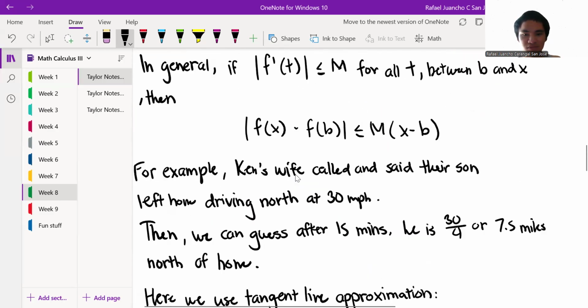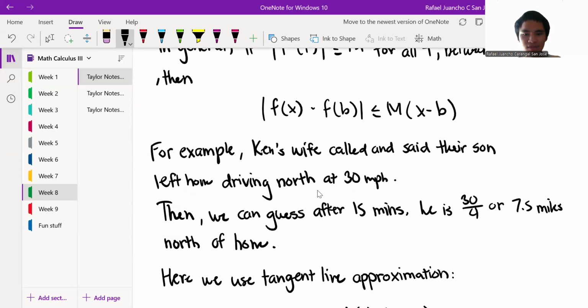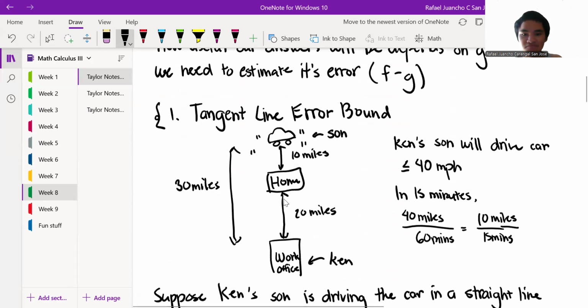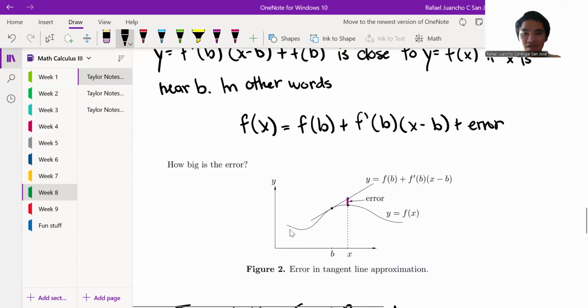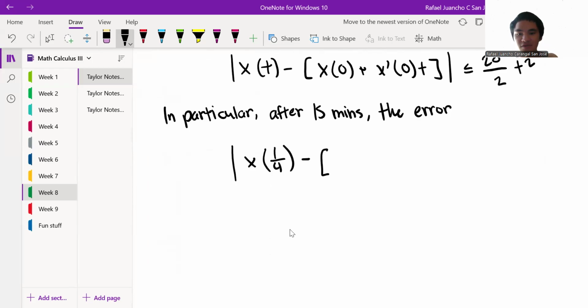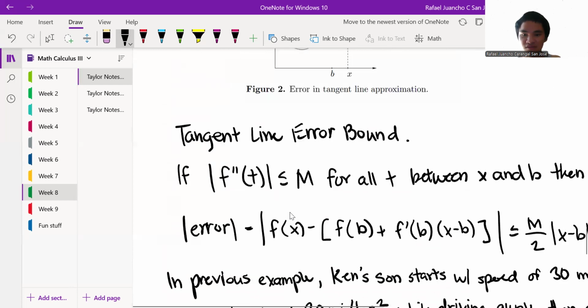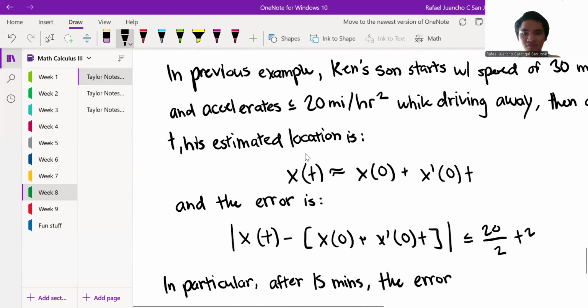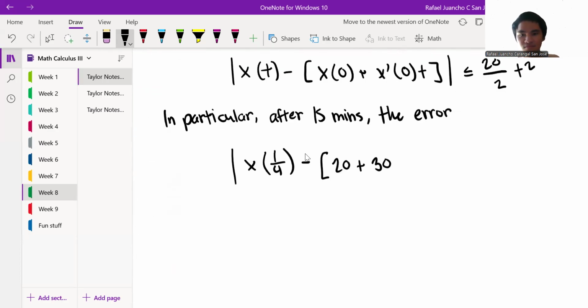Where is the example? Driving north. Maybe it's here. Yeah, so it's 20 miles. He started off 20 miles. x of 0 is 20 miles. We add x prime of 0. What was the speed at that point? 30. And then t, what's the time? Well, we already had it, so it's 1/4. And there we have it, right?